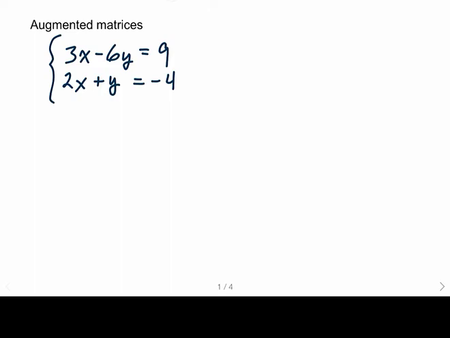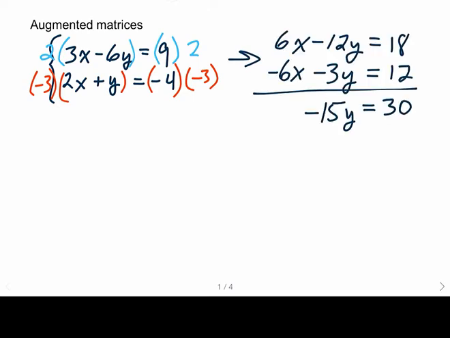What I'm going to do is multiply the first equation by 2, and then the second equation by negative 3. Let me be a little bit more careful here. We're going to multiply both sides of the first and both sides of the second, and in so doing, we're going to eliminate the x's. So multiplying the first equation by 2 gives me 6x minus 12y equals 18. The second equation by negative 3 gives me negative 6x minus 3y equals 12. Adding those together gives me negative 15y equals 30.